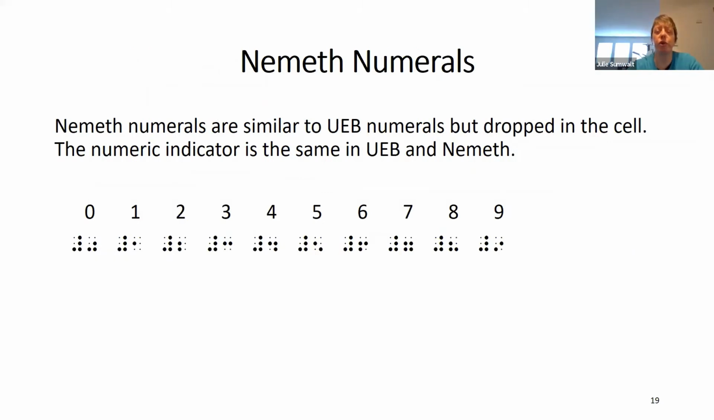Okay, Nemeth numerals are the basics of the Nemeth code. It's the foundation. And if you know anything at all about Nemeth, usually people do know that the numerals in Nemeth are dropped in the cell. The numeric indicator is the same in UEB as it is in Nemeth, so no change there.